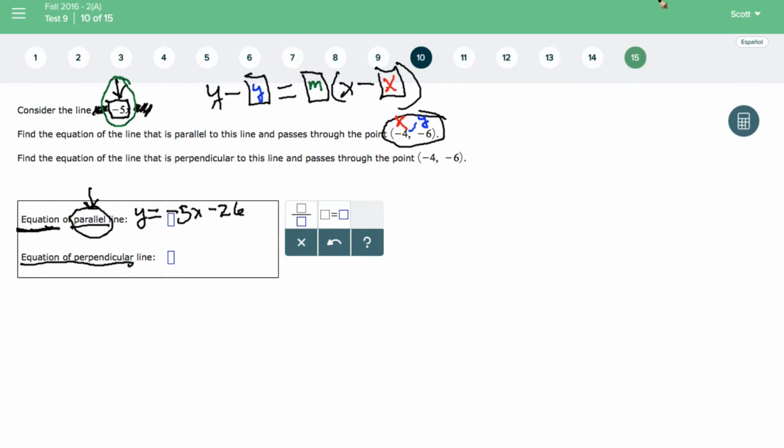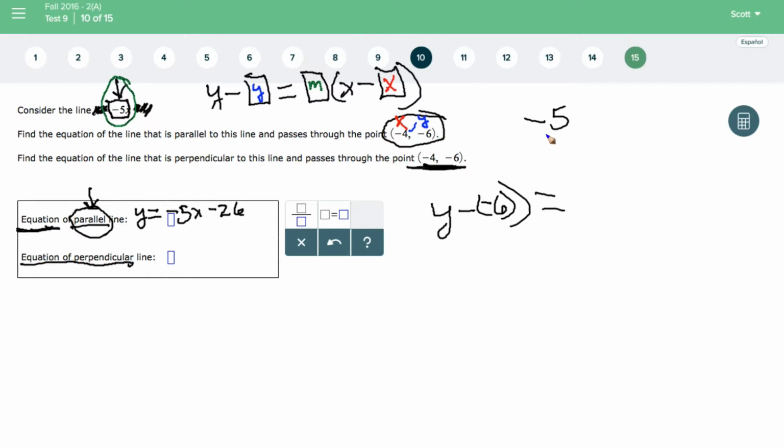Now let's plug in for the other coordinate, and you see those are exactly the same numbers. So we have y minus y is negative 6 equals, and now we want our slope. Well, we want perpendicular to this. If this is the slope for that line, we want perpendicular.